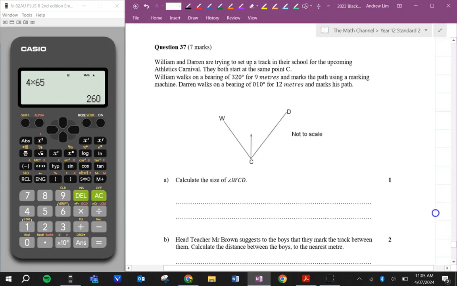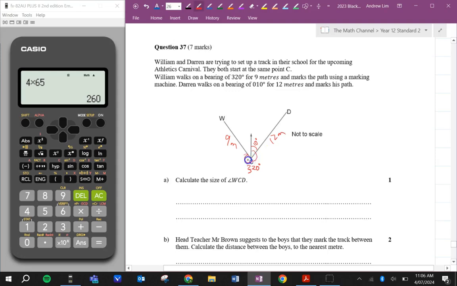Question 37. William and Darren are trying to set up a track in their school for the upcoming athletics carnival. They both start at the same point, C. William walks on a bearing of 320 degrees for 9 meters and marks the path using a marking machine. Darren walks on a bearing of 10 degrees for 12 meters and marks his path. Calculate the size of angle WCD.